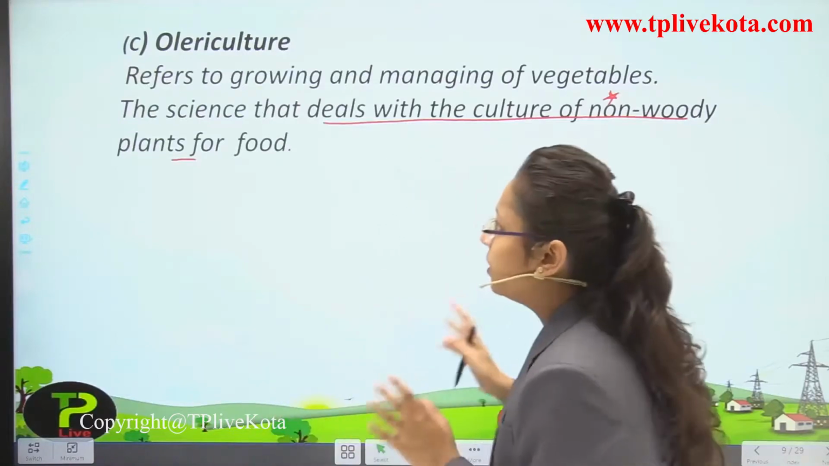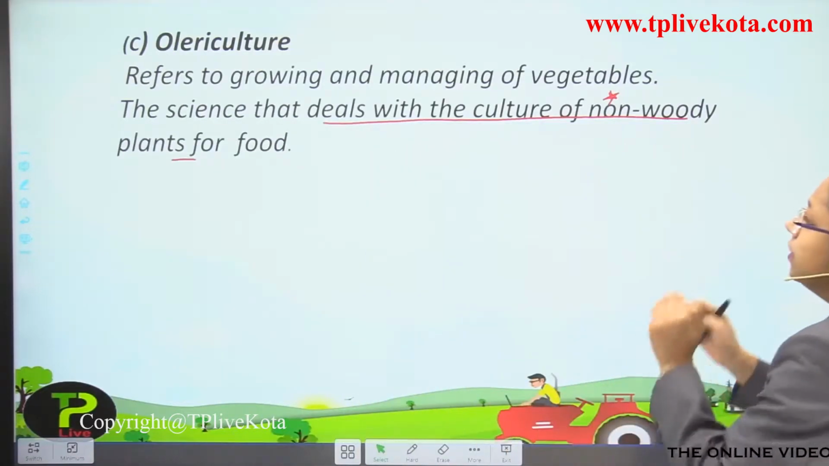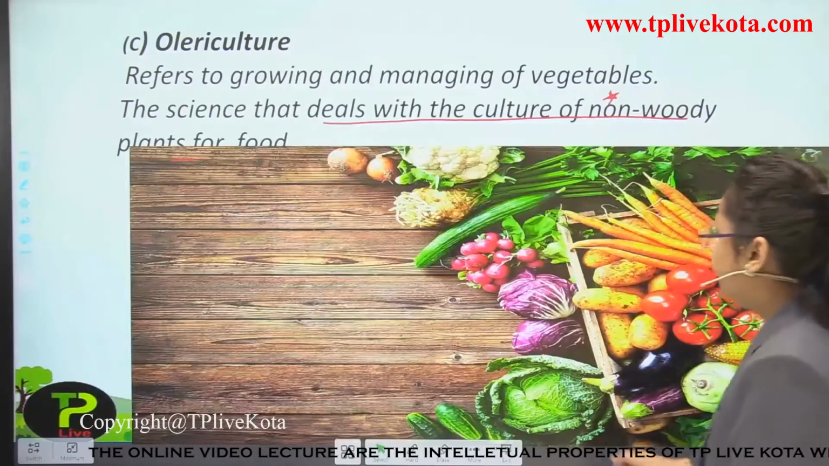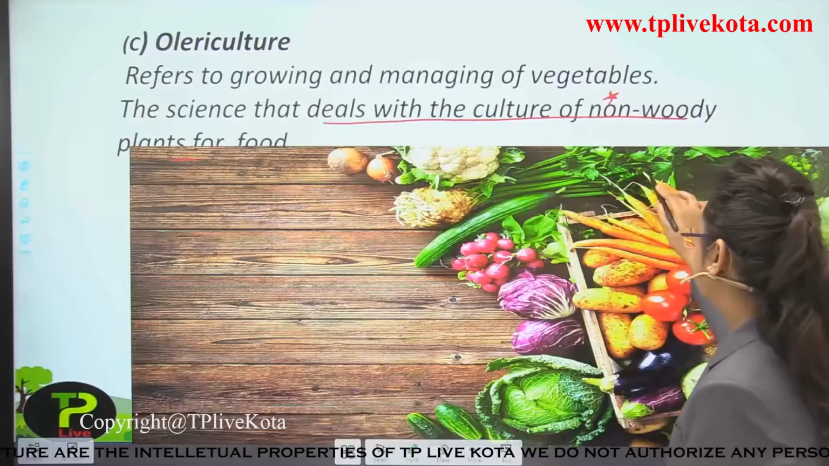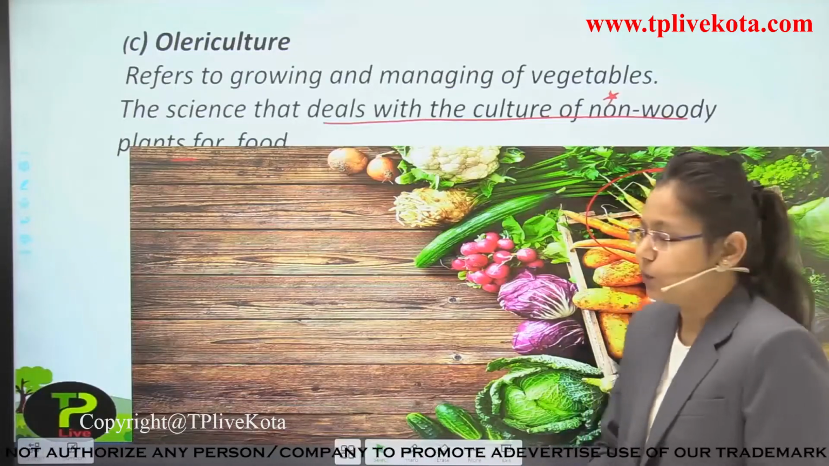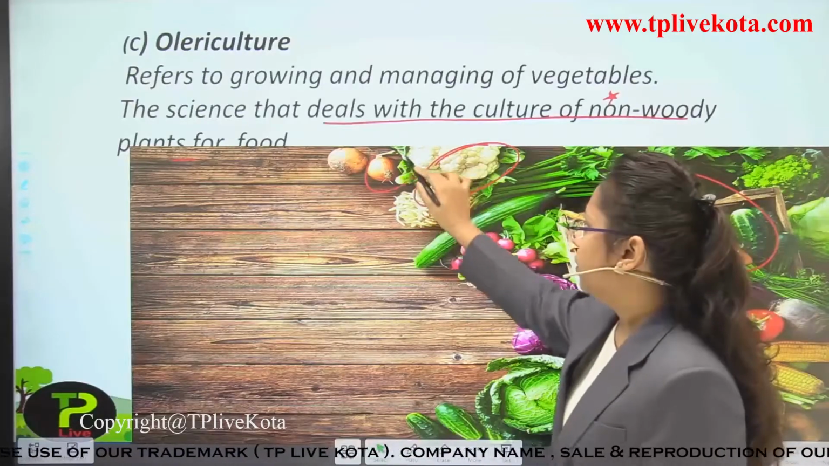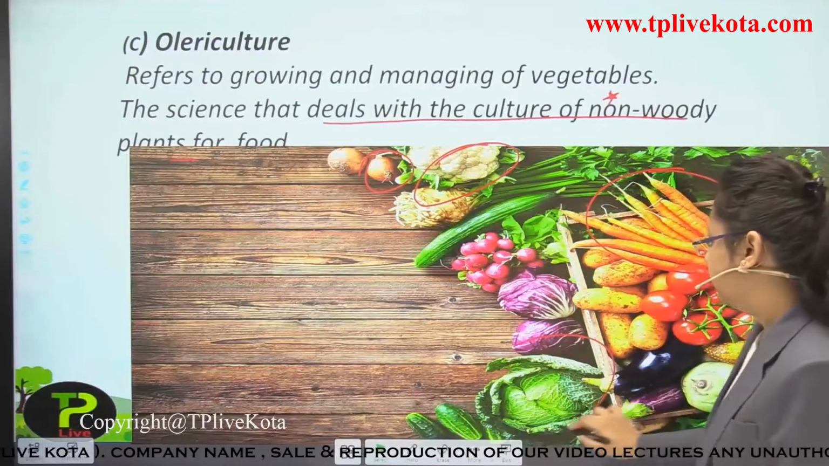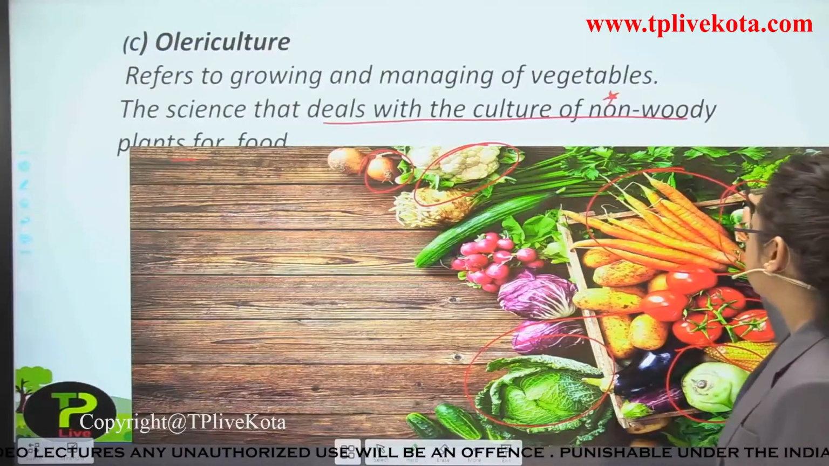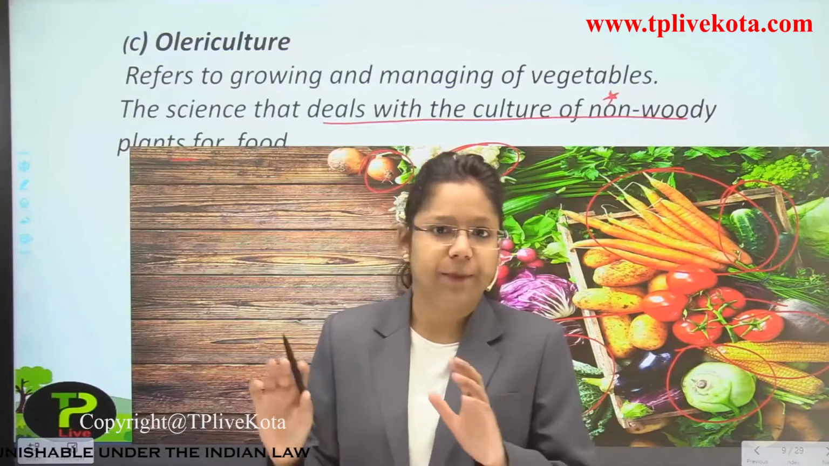So this term is related to the culture of non-woody plants for food. Now let us see the diagram over here of this thing. Now you can see here these are the non-woody parts, which means they do not have any kind of wood. Carrot does not have any kind of wood, it is an underground part. And onions also do not have it. Here cauliflower, cabbage, sweet corn, cucumber, these are the parts which do not have any kind of wood part in them, because they show only primary growth.